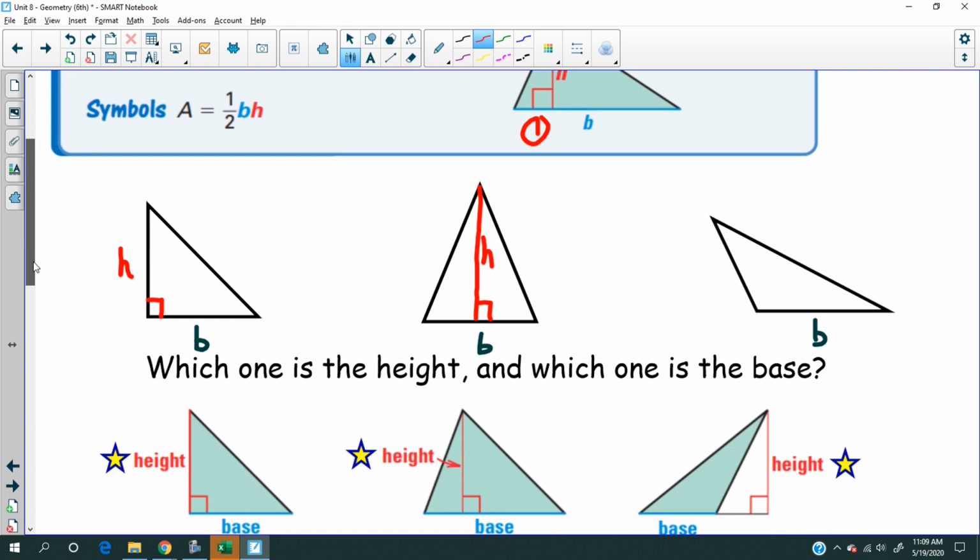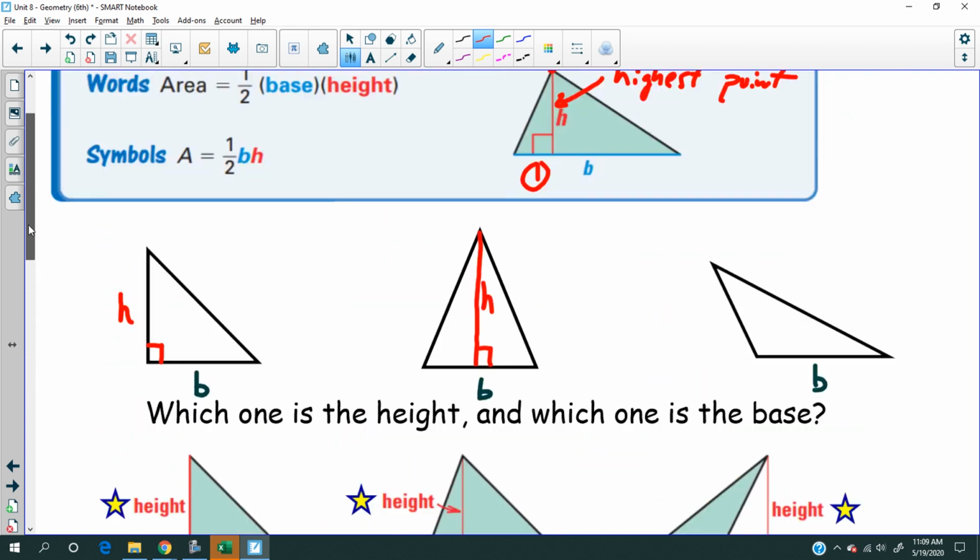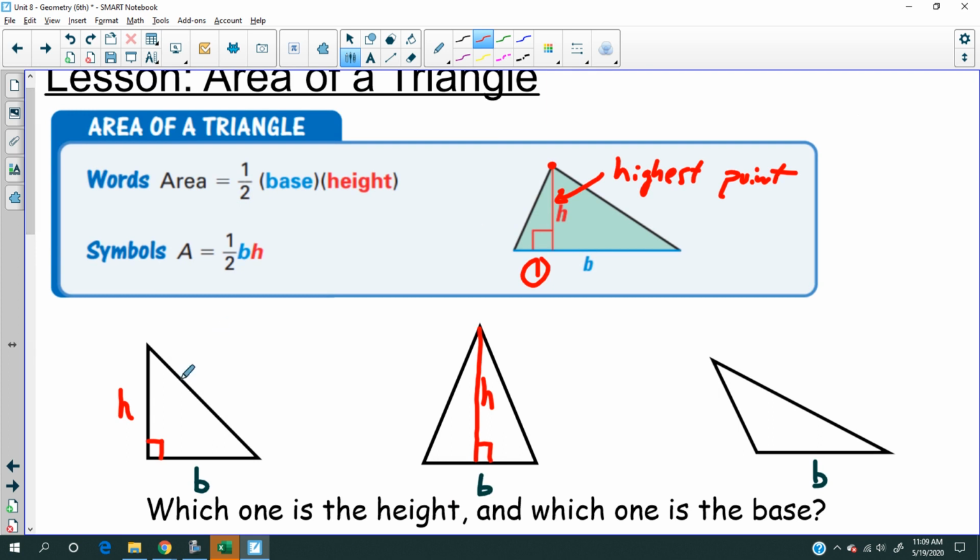Likewise, this forms a 90-degree angle, and the height is also at the highest point of the triangle. Look at the one in the middle. Same thing. You see the line here? It forms a right angle like I just said, and this red line, the height, is also at the highest point of the triangle.